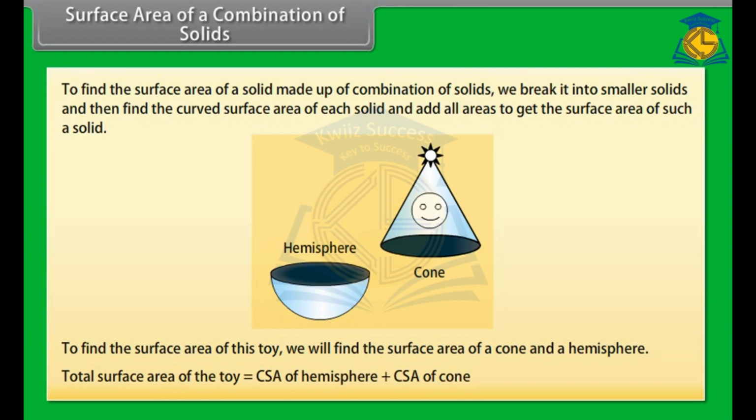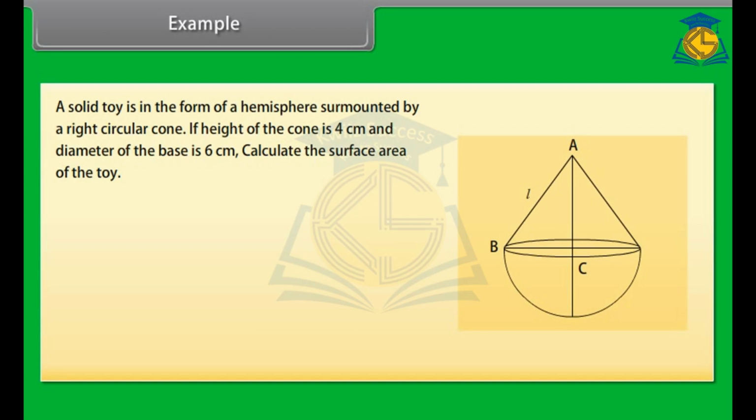Let's solve some examples to find the surface area of combination of solids. Example. A solid toy is in the form of a hemisphere surmounted by a right circular cone. If the height of the cone is 4 cm and the diameter of the base is 6 cm, calculate the surface area of the toy.